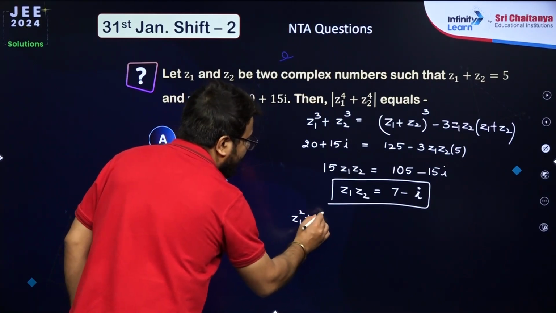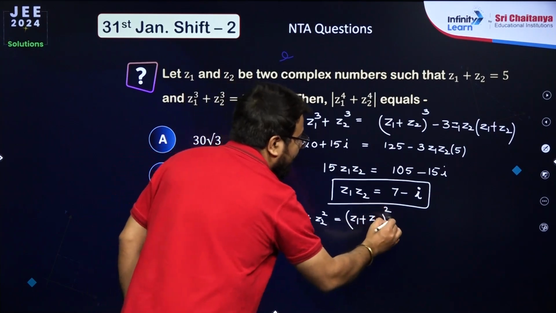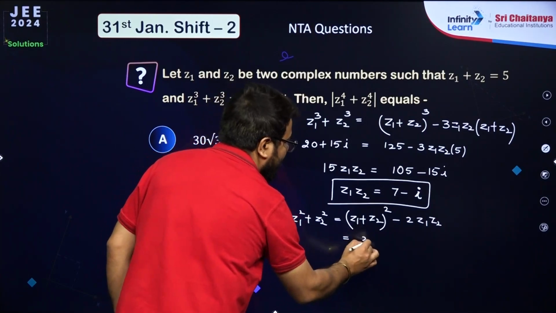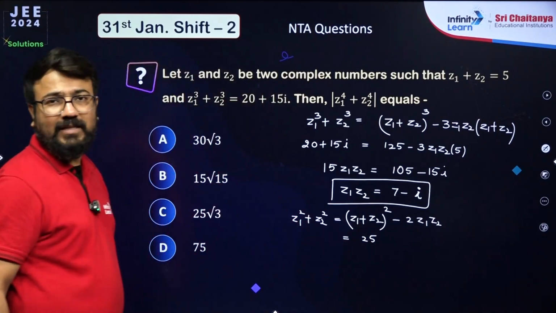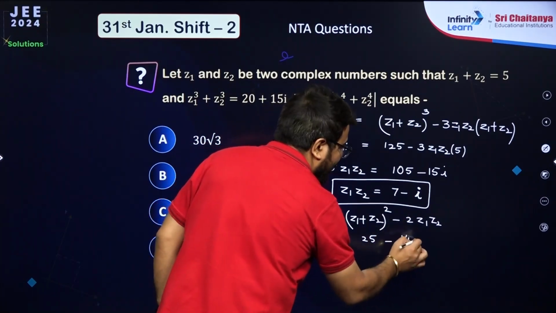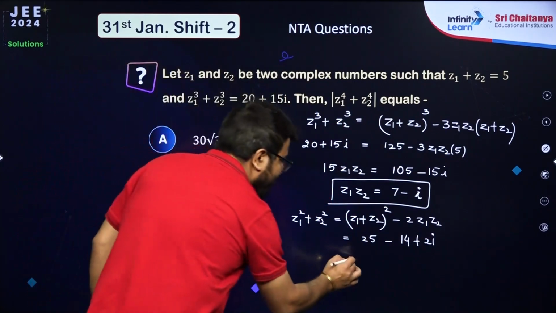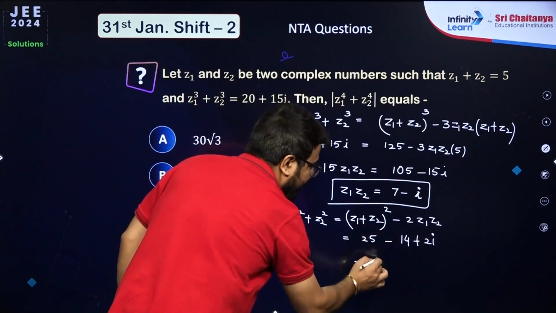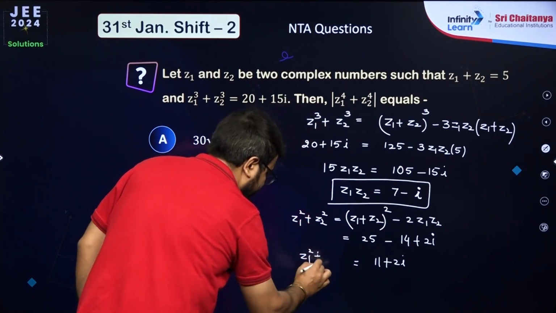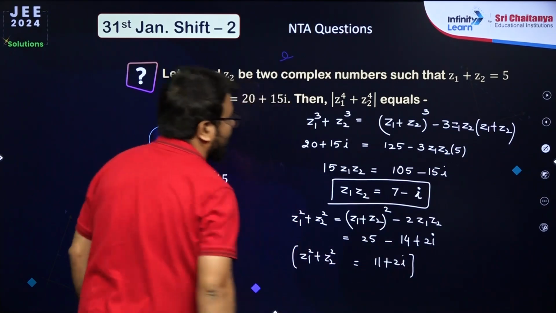If I want to get the value of z1 square plus z2 square, I can write z1 plus z2 whole square and then minus 2 z1 z2. My dear students, z1 plus z2 whole square will become 25 because 5 is given to us. And z1 z2 we already have determined, so it will become minus 14 and then minus into minus plus 2i. So this gives me the result 25 minus 14, 11 plus 2i as the value of z1 square plus z2 square. Are you able to understand how we got the value of z1 square plus z2 square?